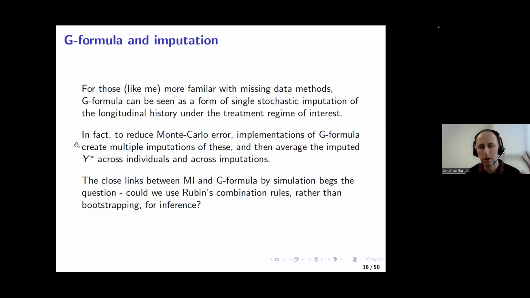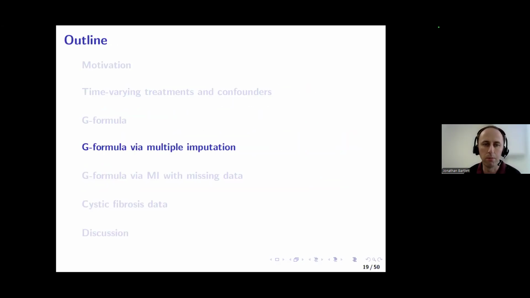Actually, I talked earlier about simulating an outcome for each individual in the sample under the treatment sequence of interest. But implementations of G-formula typically, to reduce the simulation error or Monte Carlo error, effectively create multiple simulated sequences of confounders and outcomes for each individual in the original data set, and then average those across the individuals. So it's getting quite similar to what multiple imputation is doing. And so these close links between multiple imputation for missing data and G-formula for causal inference beg the question: can we somehow use Rubin's combination rules from multiple imputation rather than relying on bootstrapping for inference?